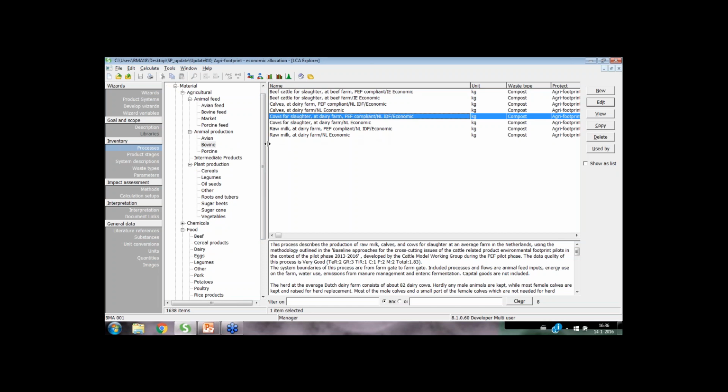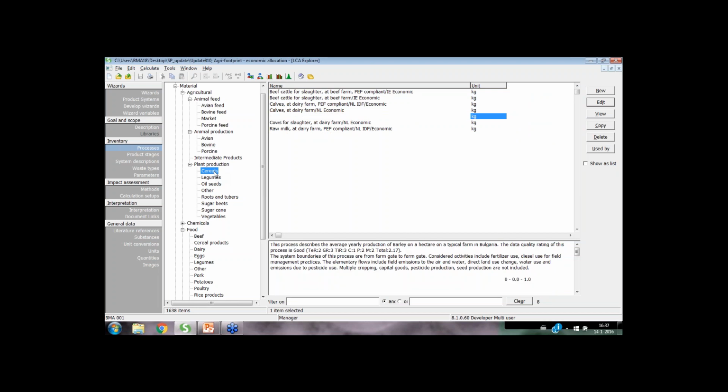Are there already some questions? I don't see a question in the chat box. Maybe we can also have a look in one of the LCIs, because I think there are also some people attending who never use SimaPro.